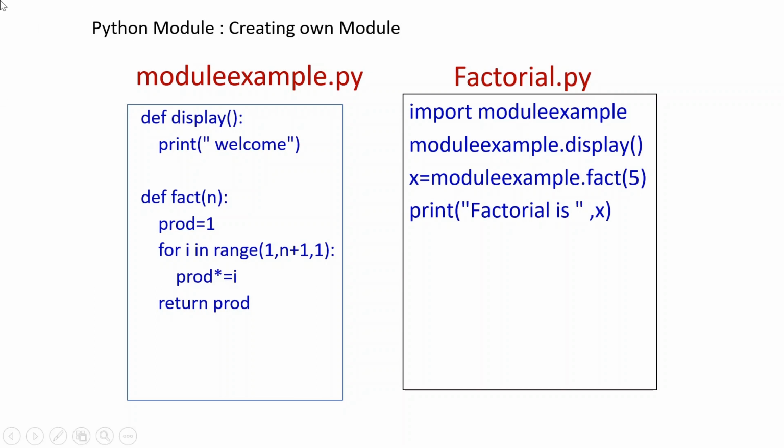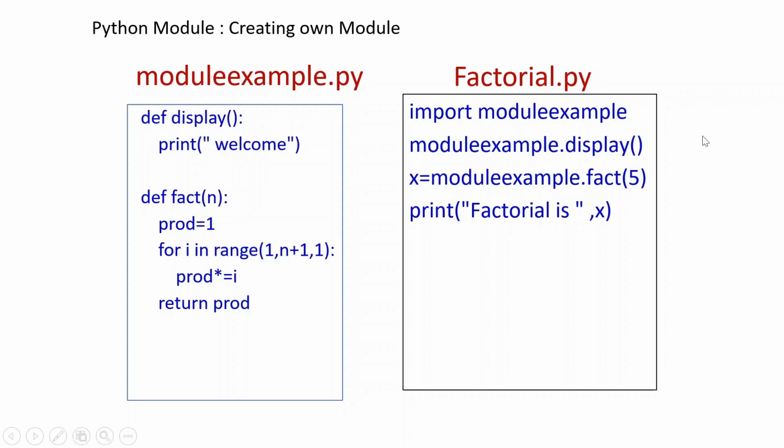This is the same program we have taken here. There are two programs we have written here. The first is module_example.py. In this Python program, we have defined two functions. The first function is the definition of a display function, and inside it we print welcome. In the second function we calculate the factorial of the given number. This is the same logic we have used here, and it will return the factorial of that number.